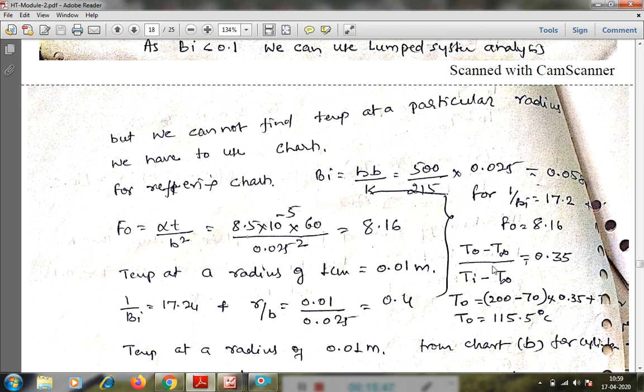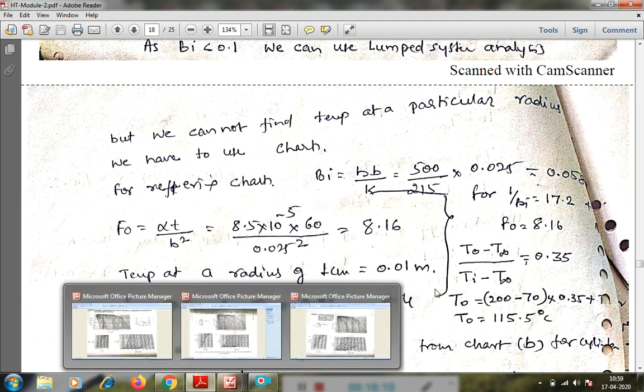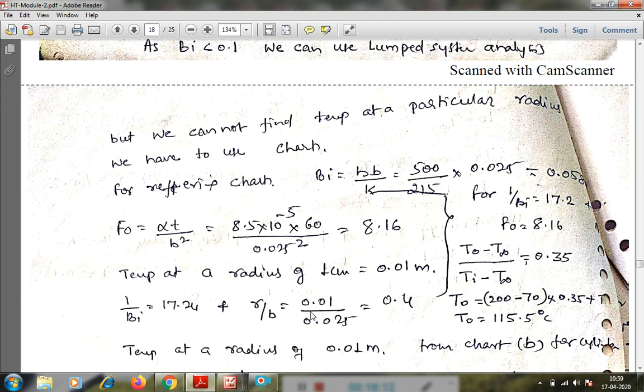Okay, by finding that, the center temperature we have to find. This is required to find the temperature at a particular radius. Directly we cannot use the second chart, chart B. That's why chart A we have used to find the center temperature. Then from chart B we find the temperature at a radius of 1 centimeter. For that we need the r by b ratio, where r is the radius at which we require the temperature, and b is the cylinder radius.